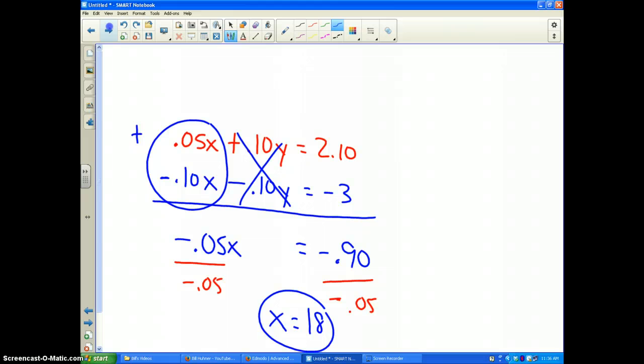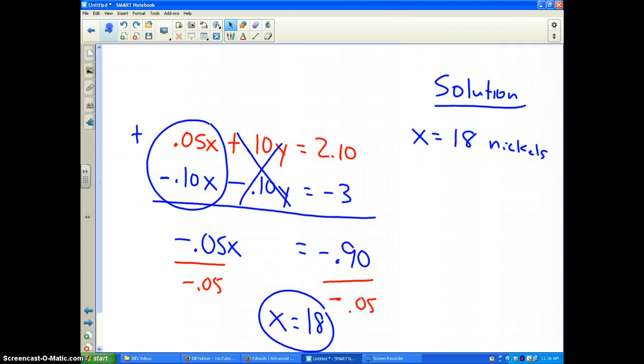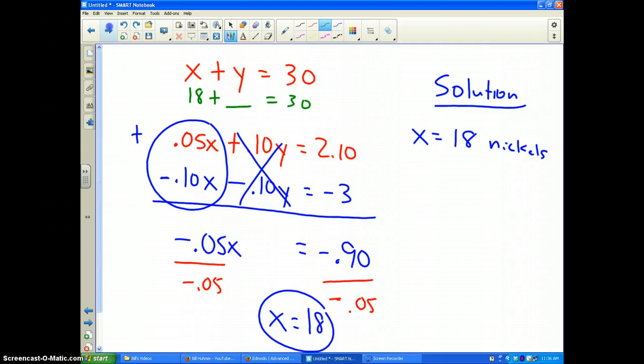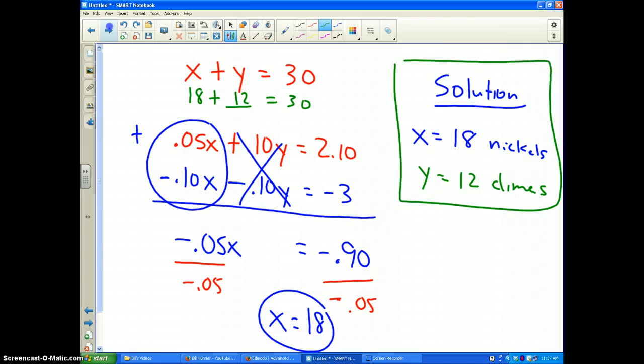So my solution is x equals 18, and that's the number of nickels. I erased the easiest equation to figure out y, so I'm going to go back to x plus y equals 30. Very simply, if x is 18, 18 plus what number is 30? That's pretty simple. y is 12. And there is the answer to the problem: I have 18 nickels and 12 dimes, which total $2.10.